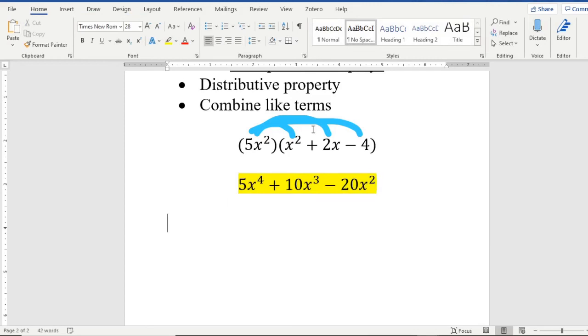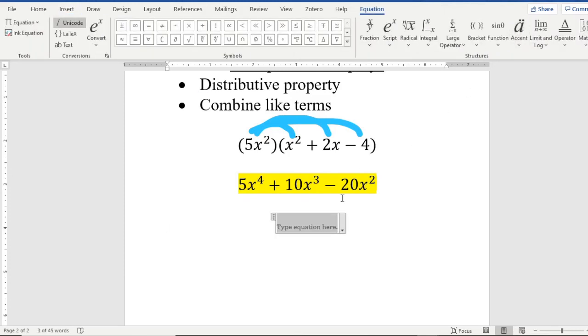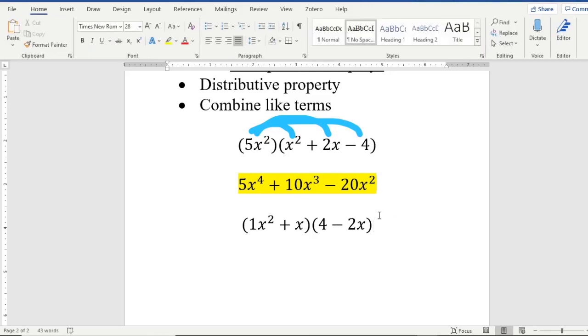So let's see if I get one that you do combine like terms on as another example. So let's see. Let's do it this way. So we get 1x squared plus x times 4 minus 2x. Okay, let's try that. It will come up if there are any like terms at all. Okay. There may not be. Again, these are just kind of out of my head.